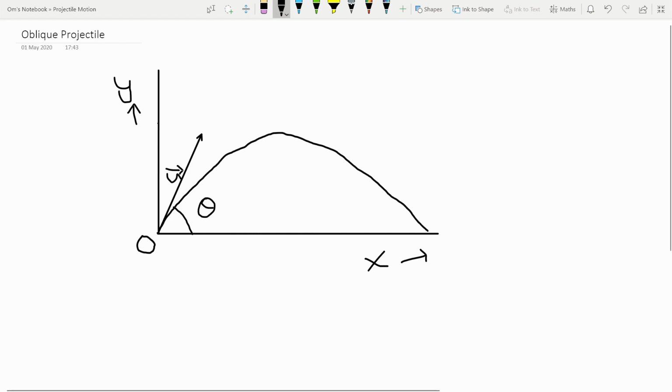So, what is a projectile really? A projectile is simply a body that you throw up at a random angle to the horizontal, and you let it fall under the influence of gravity. What we have done over here is plotted the path that the projectile will take by taking into account the motion in the vertical direction, which we have denoted by y, and the motion in the horizontal direction, which we have denoted by x.